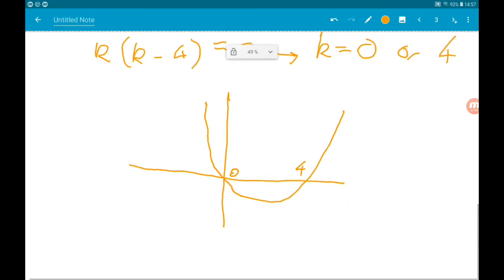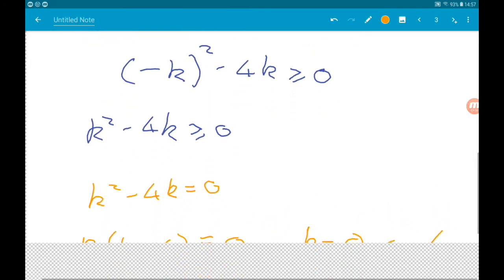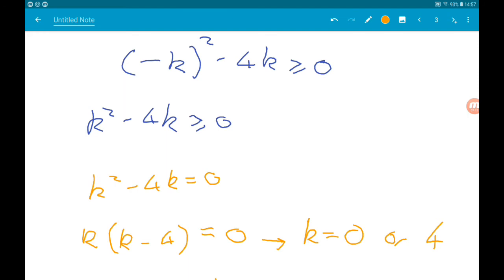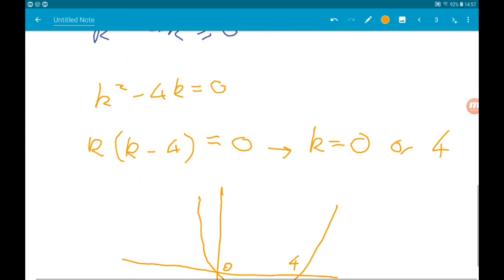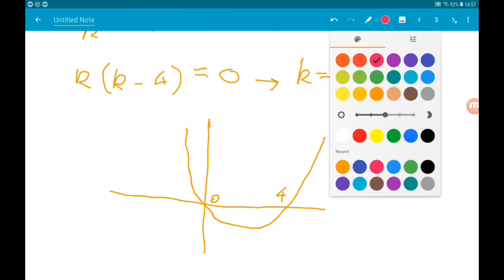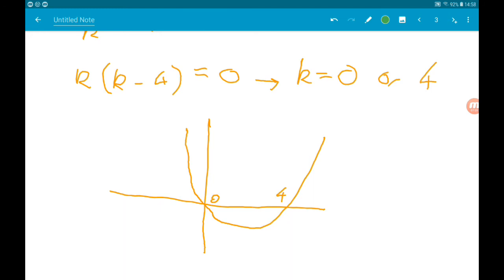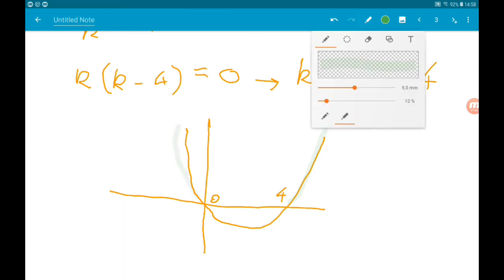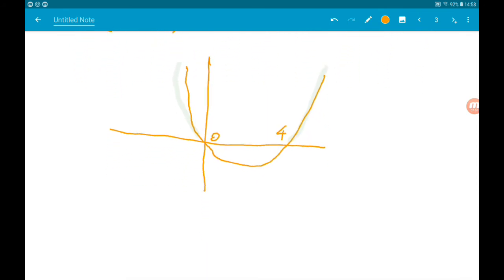Now, remember that we wanted k squared minus 4k to be greater than or equal to 0. So we are interested in the values of k that produce the parts of the graph on or above the x-axis. So that part and that part. So that then gives us k is less than or equal to 0 and k is greater than or equal to 4.